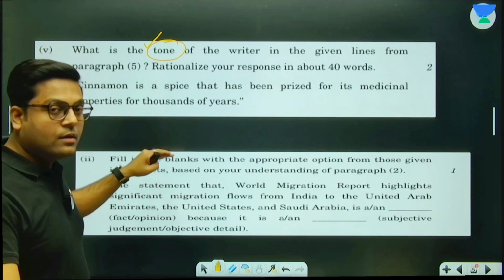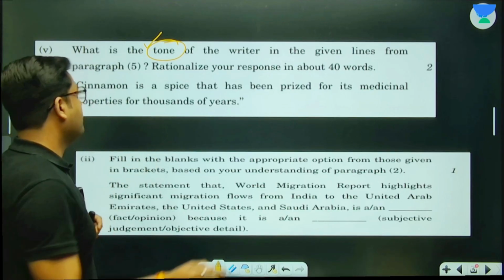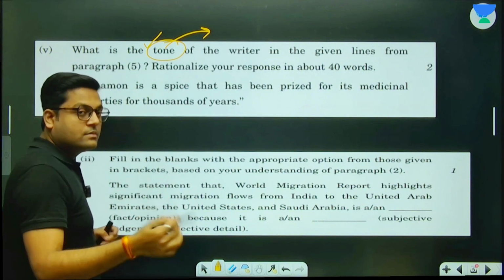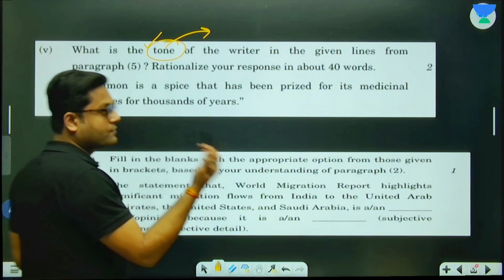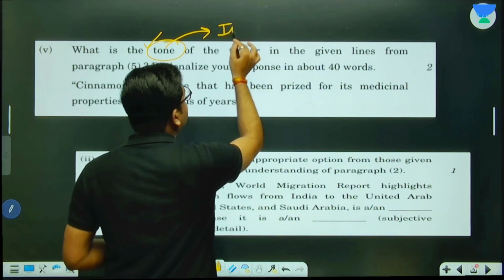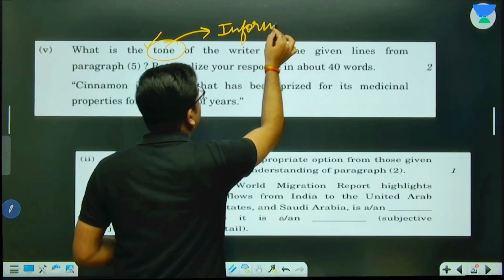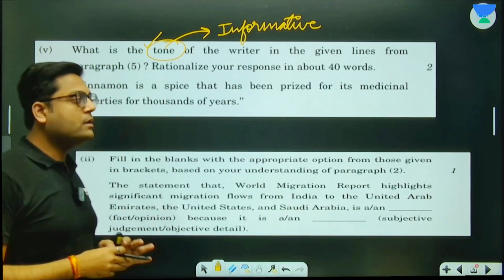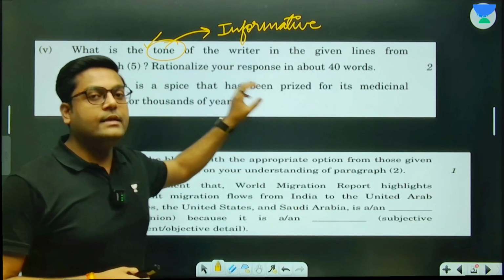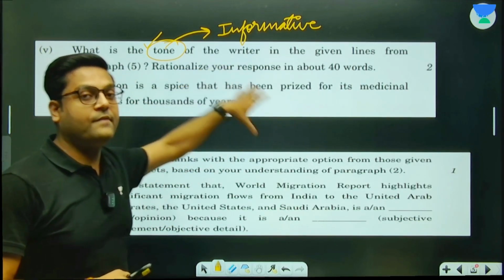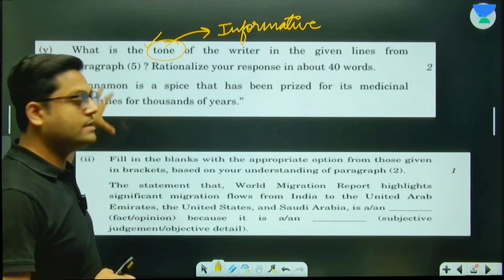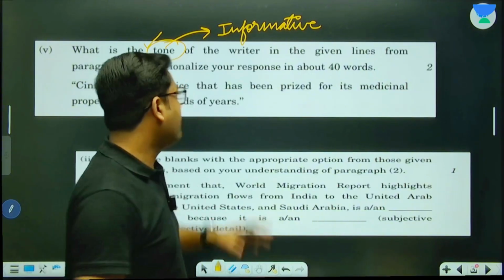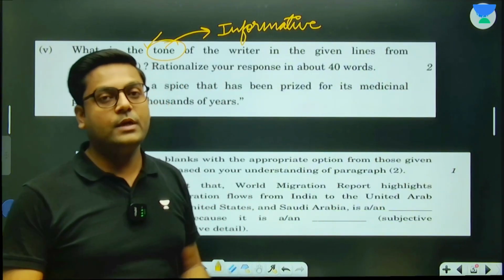So in this particular question, we can see that it is informing us about something and it is giving us data or a fact about some sort of spice. So it is going to be your informative tone. And how are you going to rationalize it? It is very simple. You are just going to write that it is talking about some important fact about a spice called cinnamon, which has been used for thousands of years. So therefore, it has an informative tone.